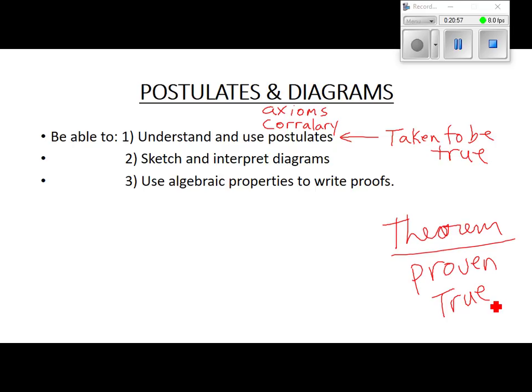We're going to sketch and interpret diagrams, use algebraic properties, some of those properties we just talked about, to write proofs, and we're going to actually write 2-column proofs.